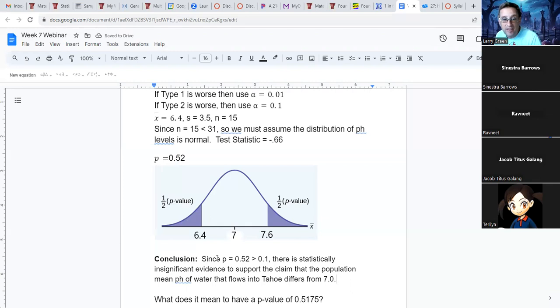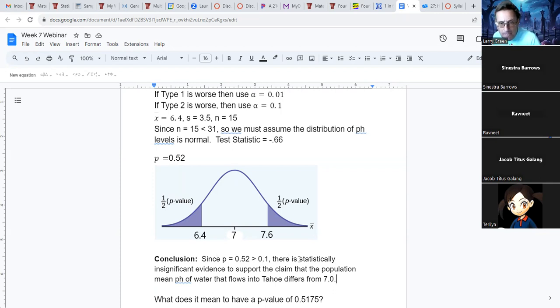Notice having statistically insignificant evidence does not mean it is 7.0. It means we just don't know. There's a good chance that our sample size is too small. Our sample size was 15. So when your sample is small, you usually get statistically insignificant evidence.